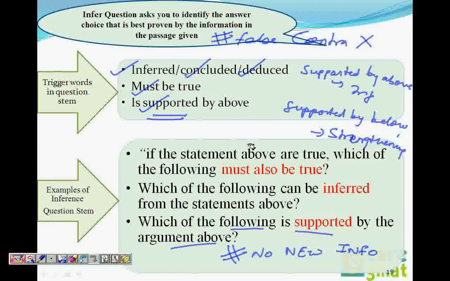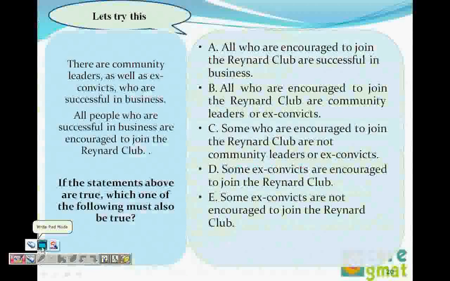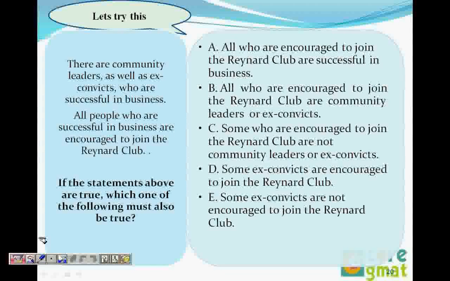Okay, so now let's go to the question. Is it clear? It's absolutely clear. So what will we do first? In this, we'll have to read the question stem, which is very important. That's why I repeat it with every question. That's where you get to know which kind of question it is. If the statements above are true, which of the following must also be true? It's a direct inference question. Why? Because the phrase is must be true.